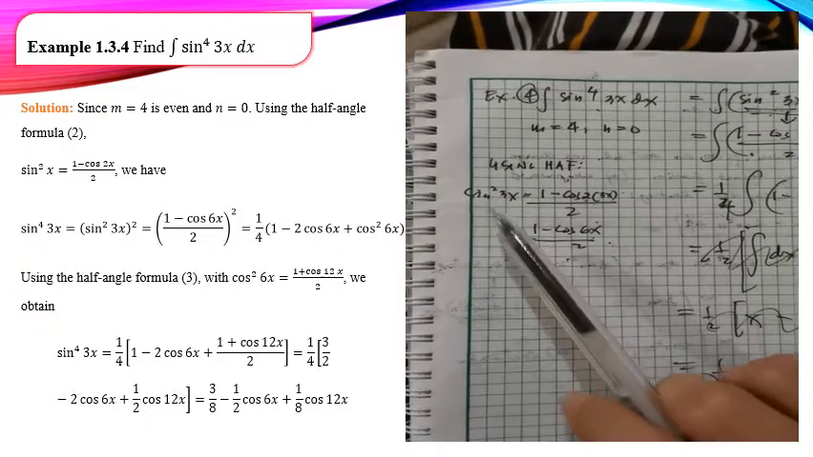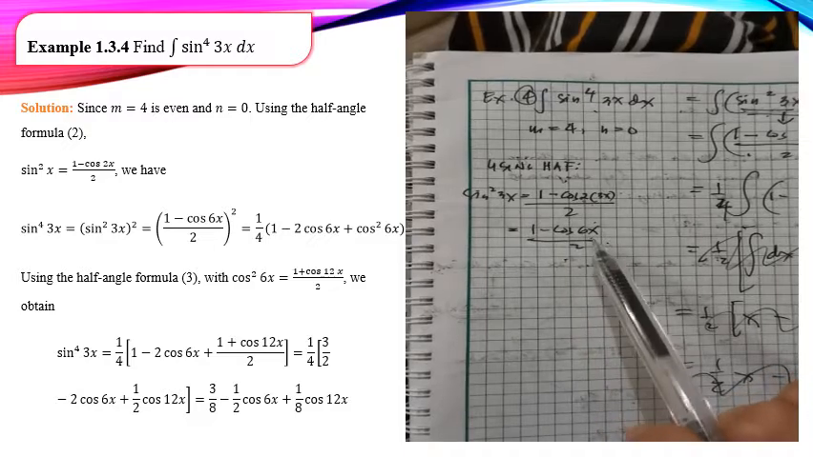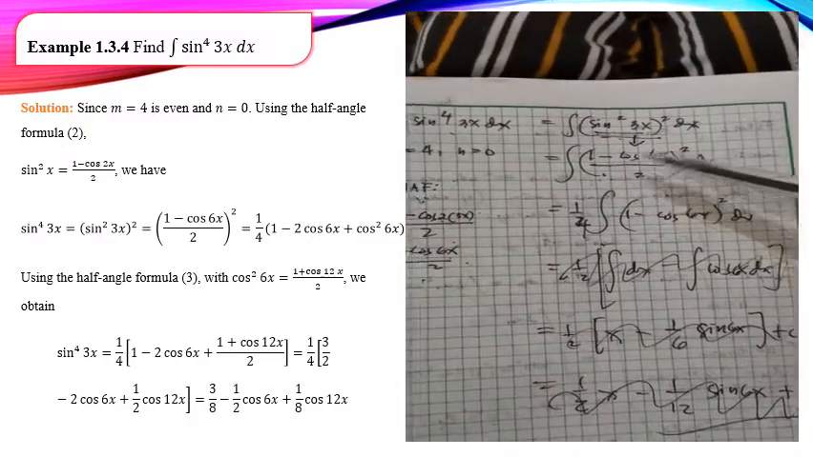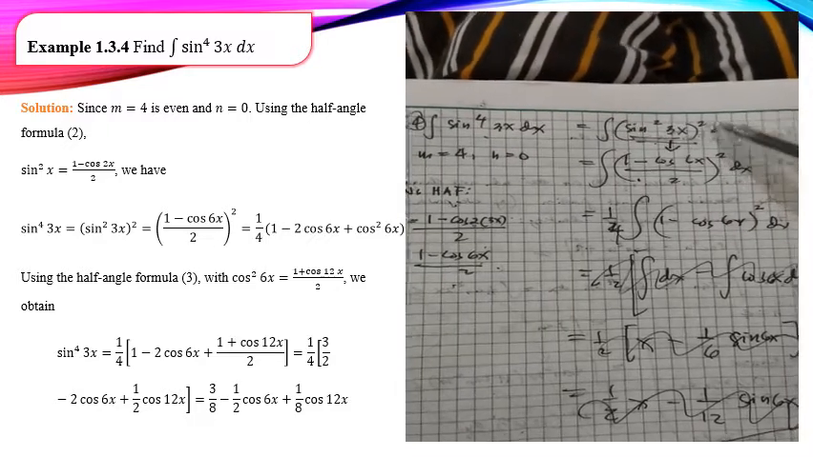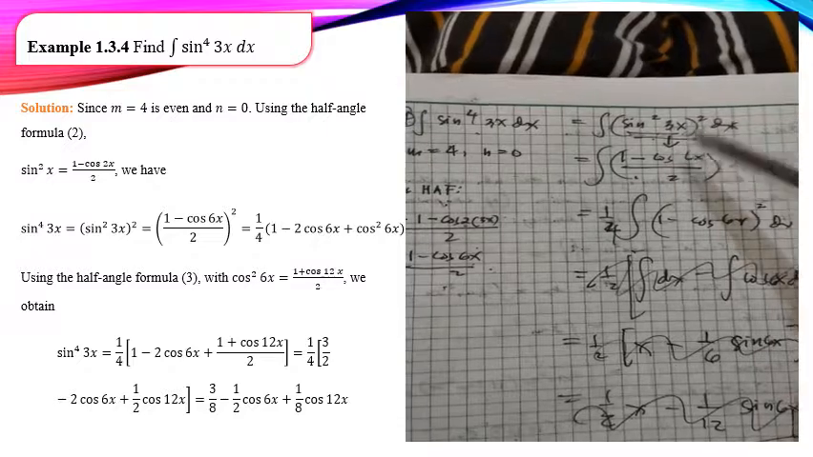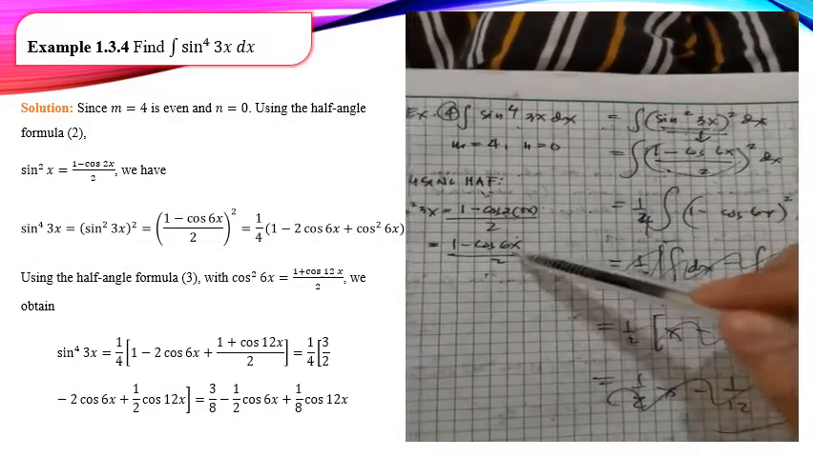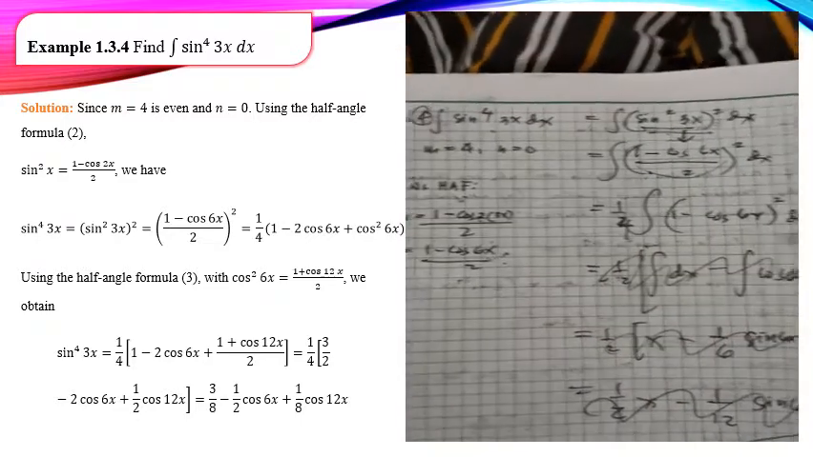So, that's why sine of 3x quantity squared became 1 minus cosine 6x over 2. So, let's replace it with 1 minus cosine 6x over 2, quantity squared pa rin. Galing siya doon: itong nasa loob ng parentheses naging 1 minus cosine 6x over 2 after applying the half angle formula.